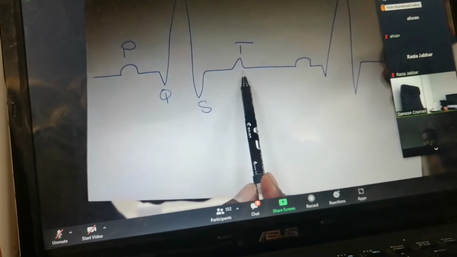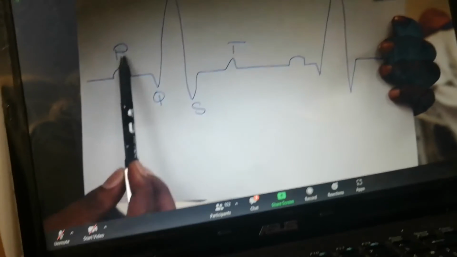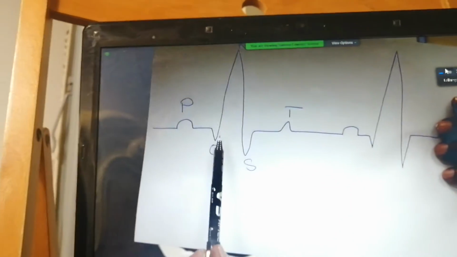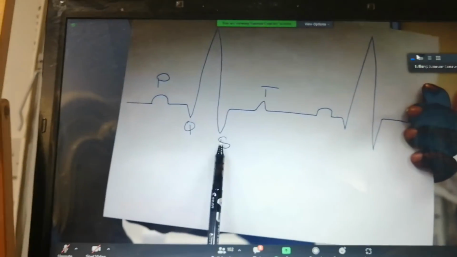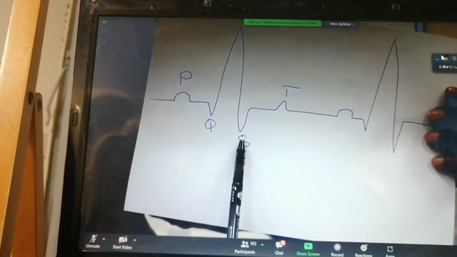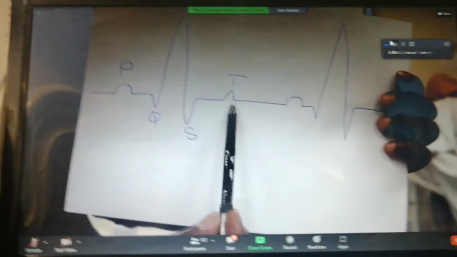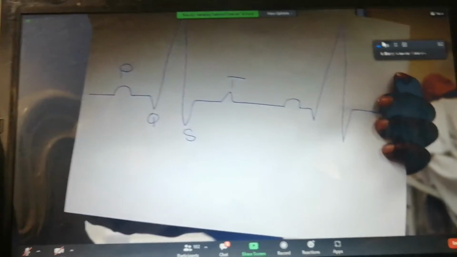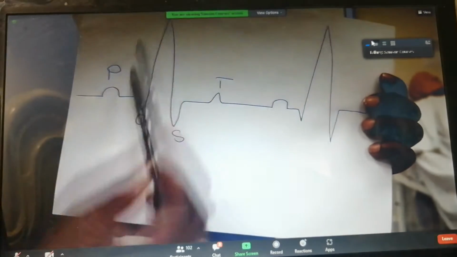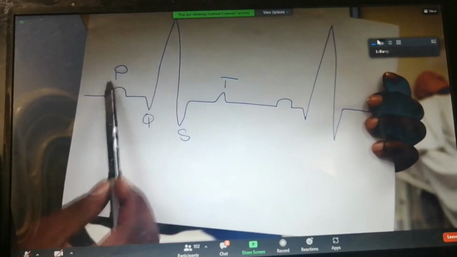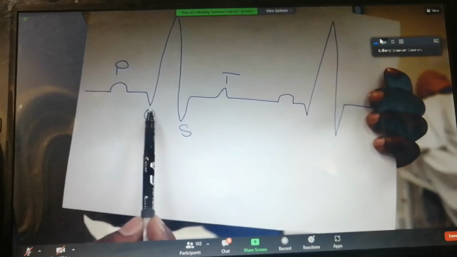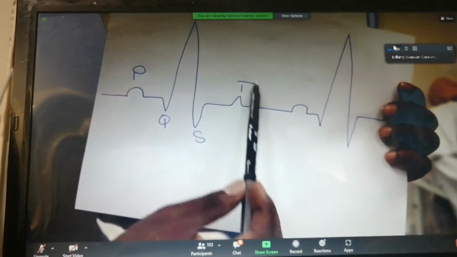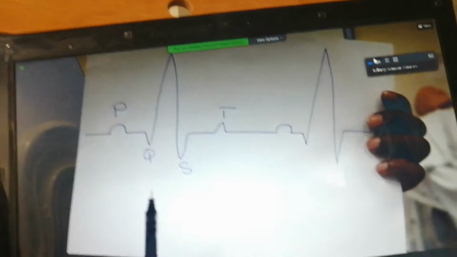Now, what do these represent? The P wave represents contraction of the atria. The QRS complex represents contraction of the ventricles. The T wave usually represents repolarization. It's like a refilling back of the ventricles. So you should have a P wave, a Q wave, R wave, S wave, and T wave. This is a repolarization of the ventricles. Is that clear so far?